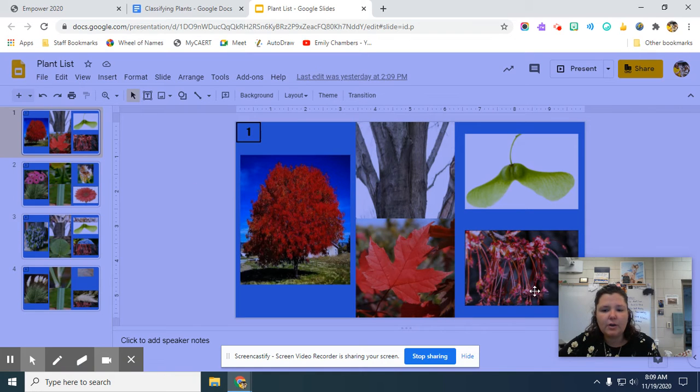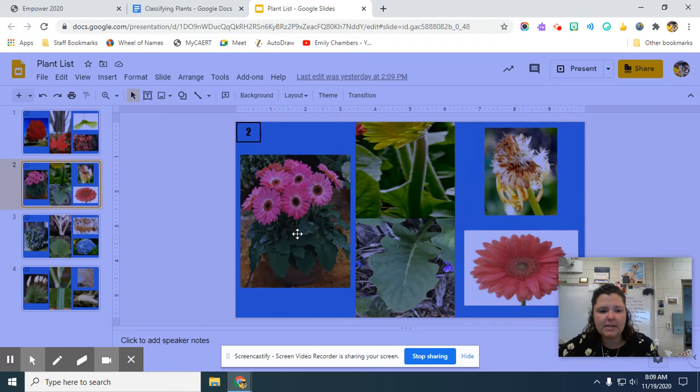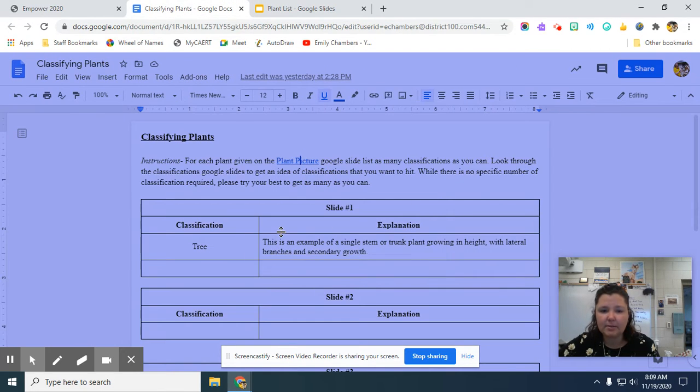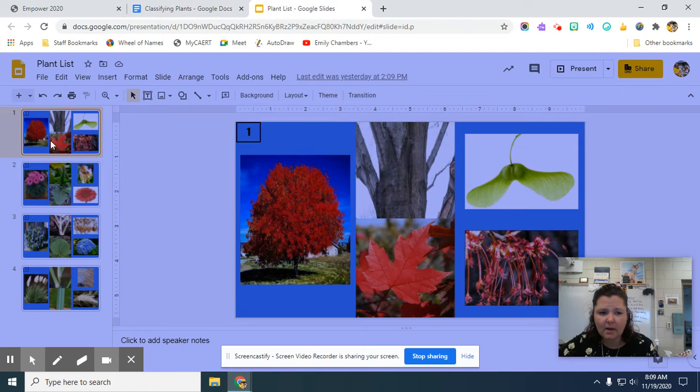So each slideshow has a picture of the plant, like the whole plant, a picture of the stem, a leaf, a flower, and the fruit. Every single slide has all the information. You notice it does not tell you what the name of the plant is. That's on purpose. So again, every single one has the same amount of information. Based off of those pictures, you want to name it or classify it as many times as you can. So for slide number 1, that's this one.